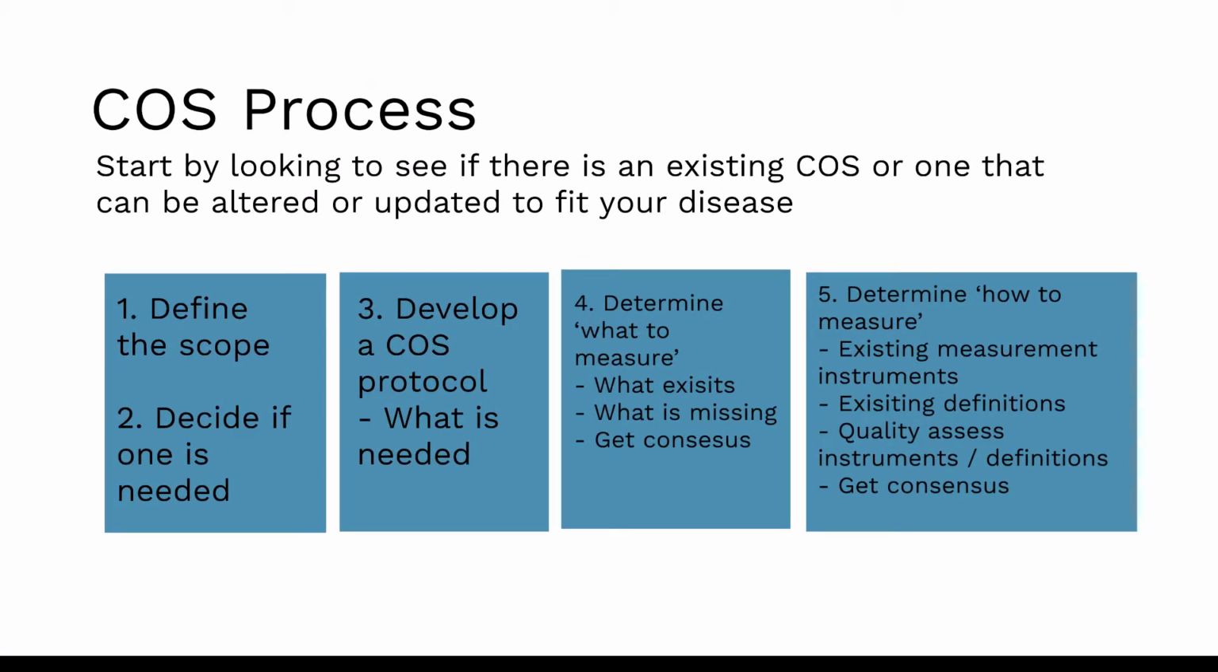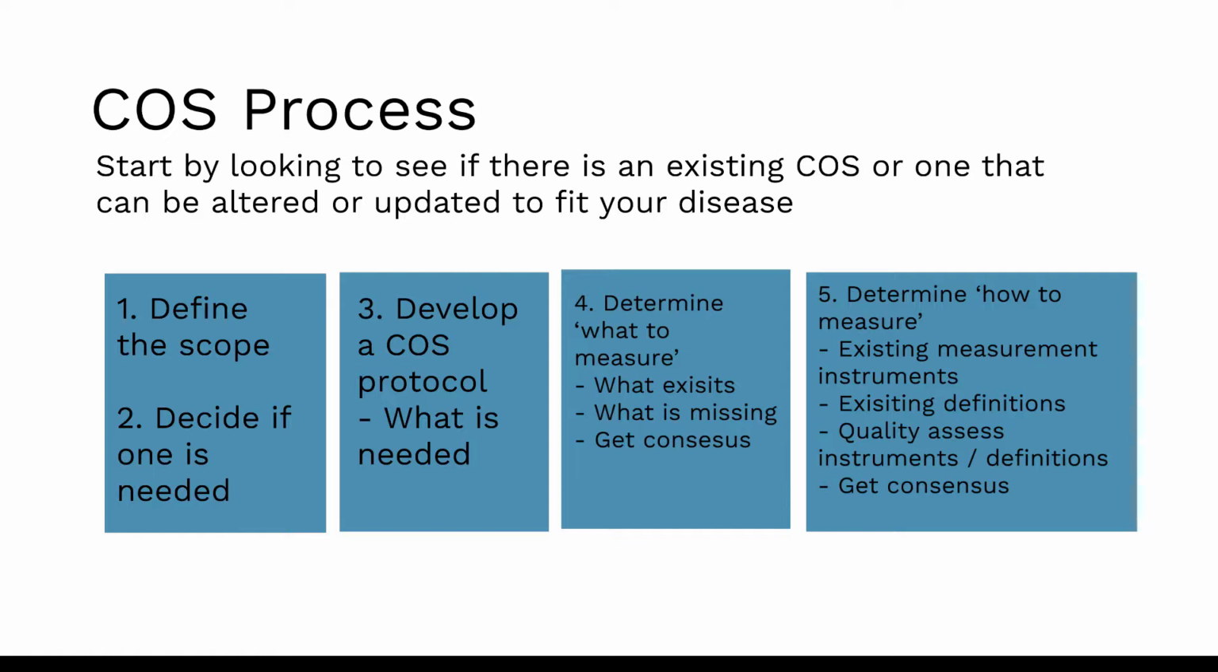So you want to start by looking to see if there's an existing COS or one that can be altered or updated to fit your disease. If you're going to develop one or update one, you want to define the scope. Decide if a COS is needed. That may actually take some consensus as well. Develop a COS protocol. So you develop a protocol about what is needed and then who is going to do it and how it's going to be assessed.